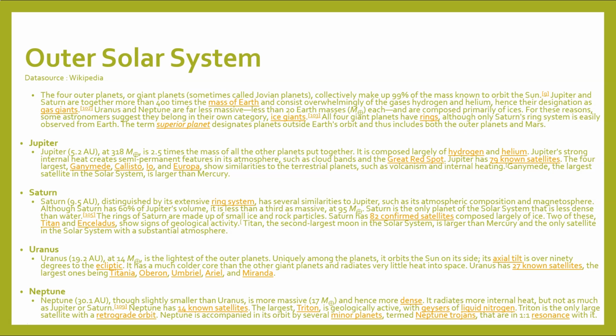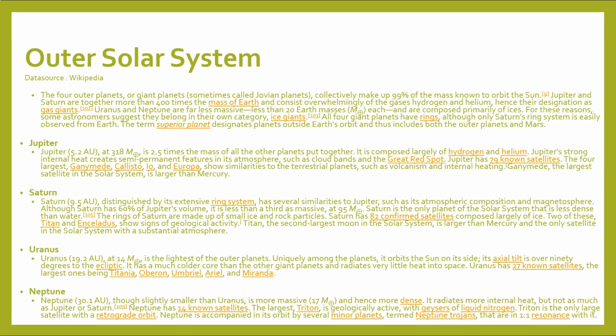Jupiter, at 5.2 AU and 318 times the mass of Earth, is 2.5 times the mass of all other planets put together. It is composed largely of hydrogen and helium. Jupiter's strong internal heat creates semi-permanent features in its atmosphere, such as the cloud bands and the Great Red Spot. Jupiter has 79 known satellites. The 4 largest, Ganymede, Callisto, Io, and Europa, show similarities to terrestrial planets, such as volcanism and internal heating. Ganymede, the largest satellite in the solar system, is larger than Mercury.